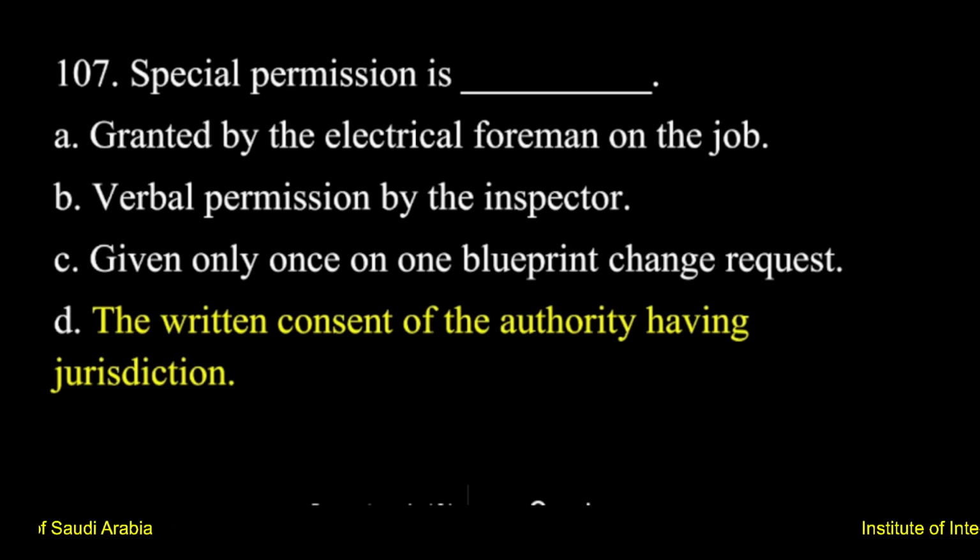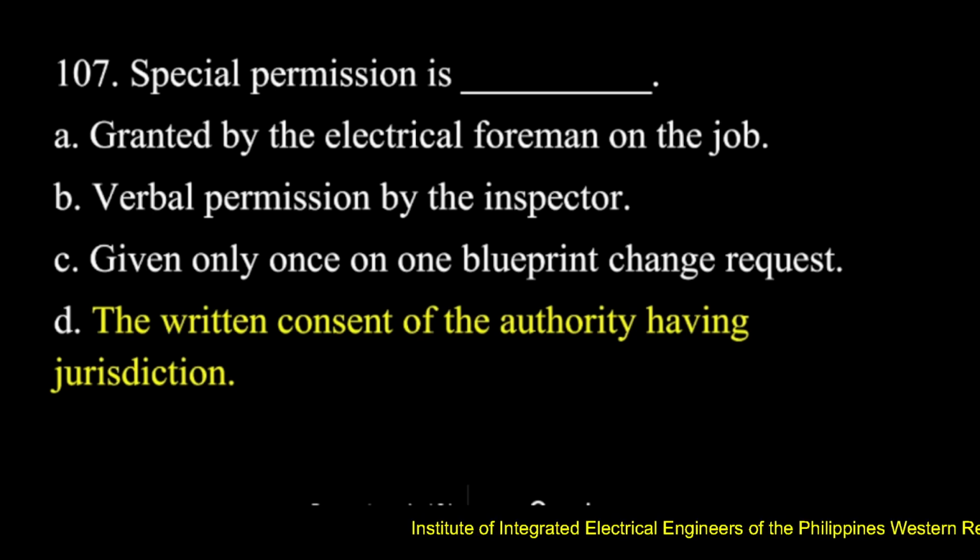Special permission is blank. A. Granted by the electrical foreman on the job. B. Verbal permission by the inspector. C. Given only once on one blueprint change request. D. The written consent of the authority having jurisdiction.